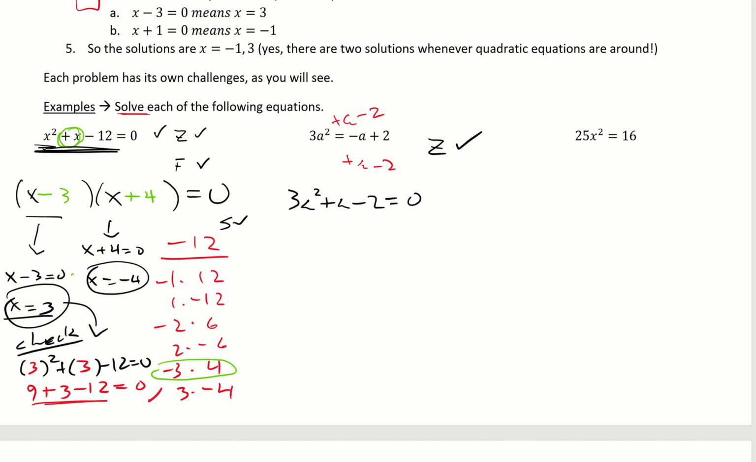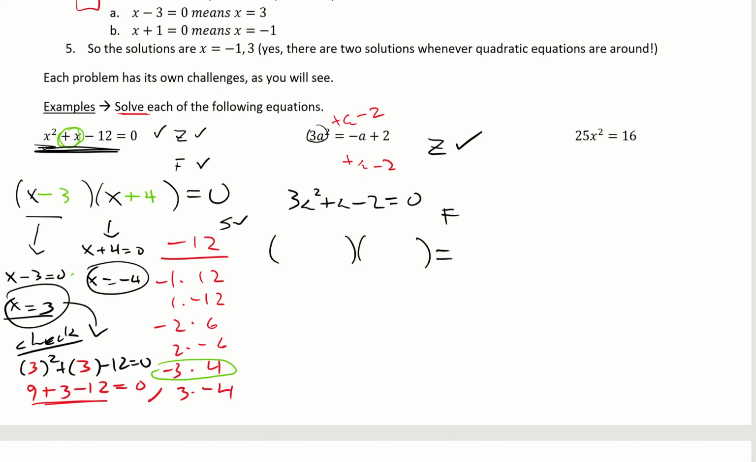So in other words, if you have terms on both sides, and it's a quadratic equation, that is to say you got an x squared, get everything on one side, and now step 2, let's factor. All right, so this guy's going to factor.